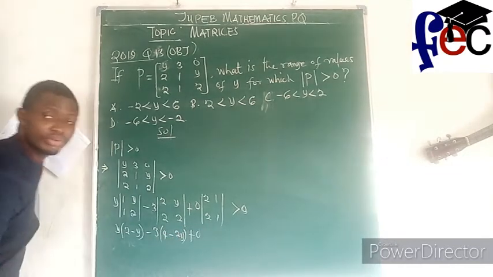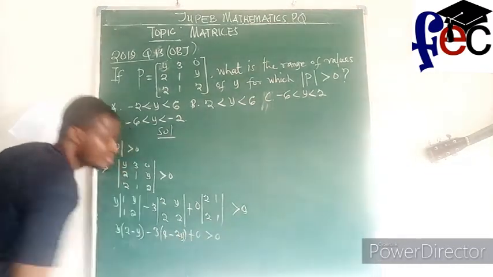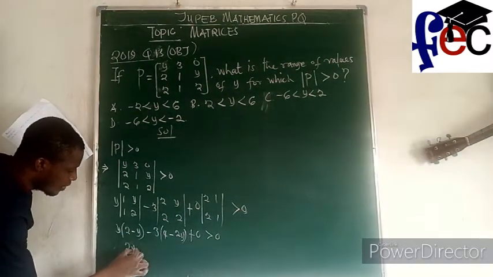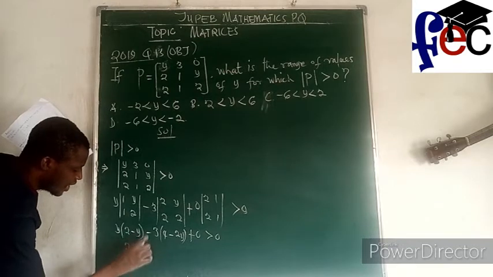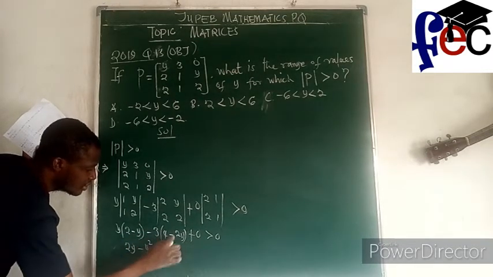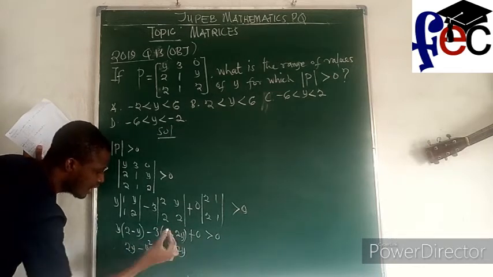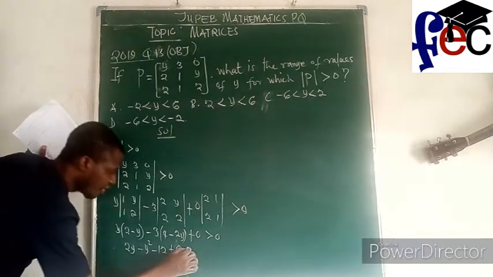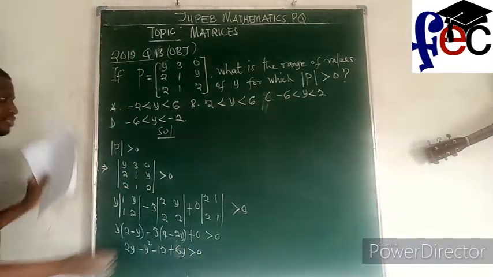Plus 0. Then greater than what? 0. Now open up the bracket. You have 2y minus what? Minus y squared. This is minus 12. This is plus 2y. Plus 6y. Sorry, I made a mistake. Greater than 0.